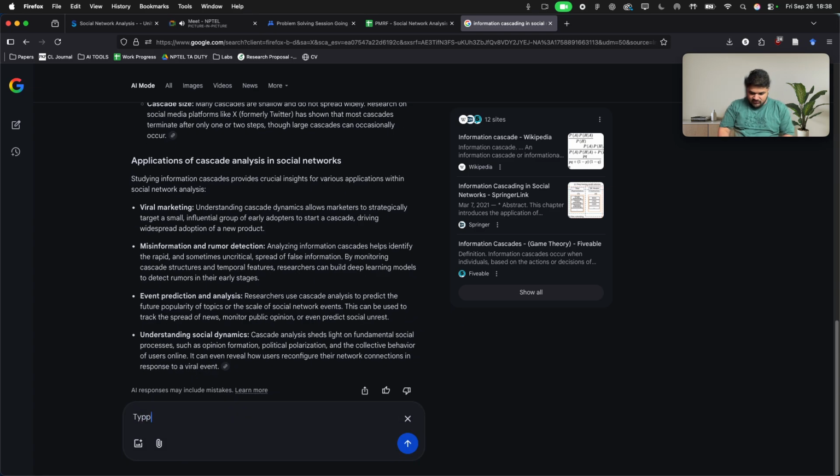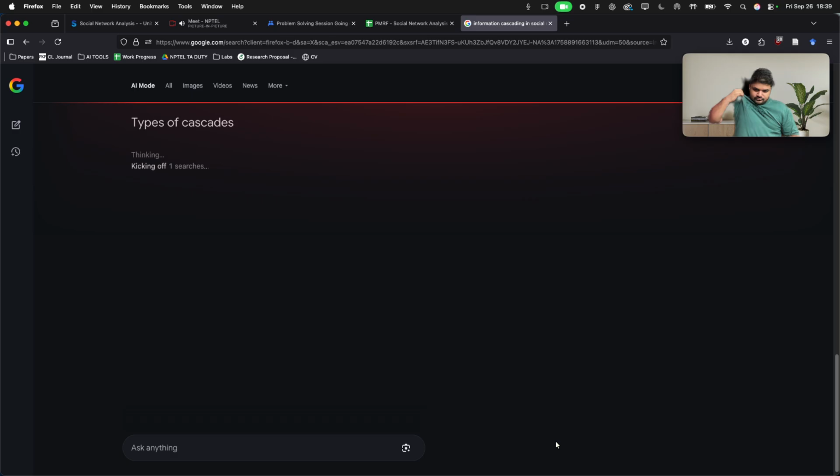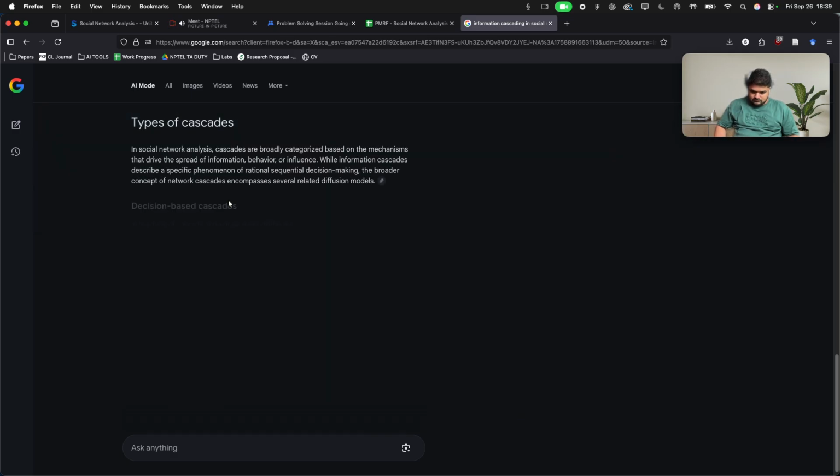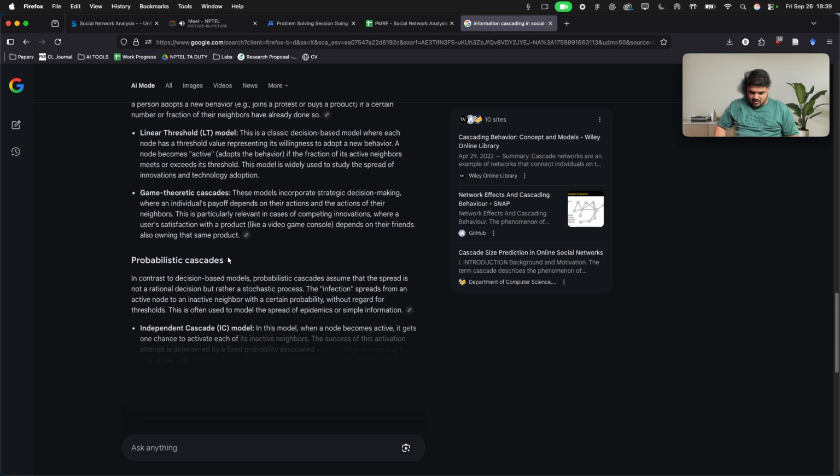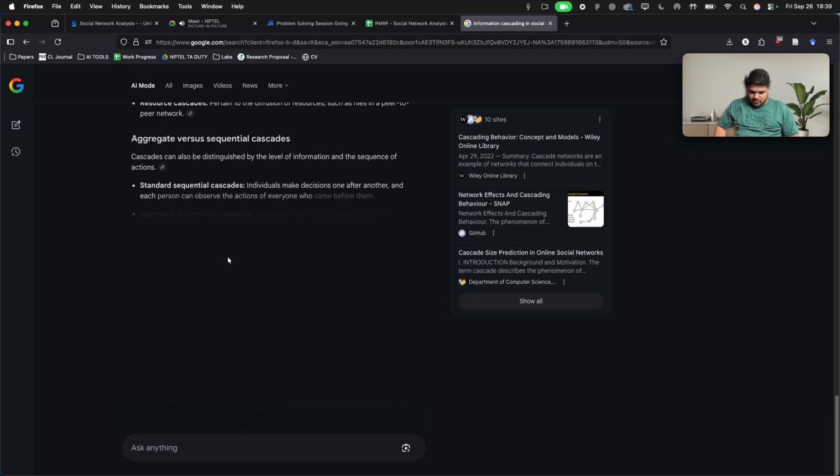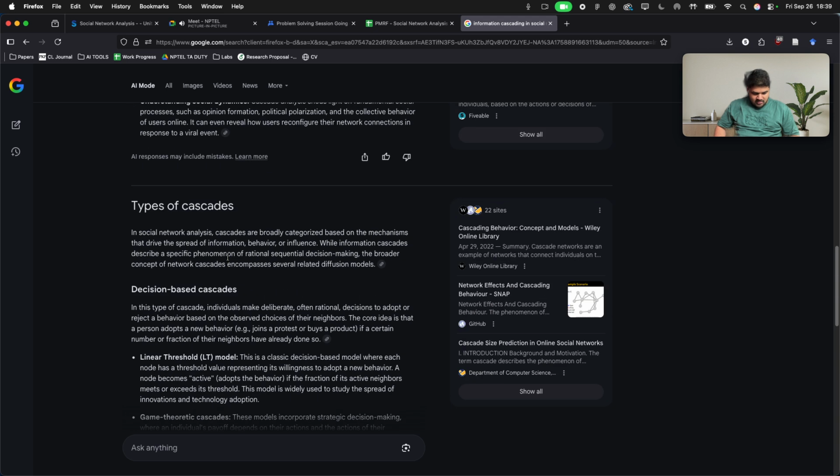Let's study types of cascades. Yeah, this is very important to study. So now we have studied this stuff. Let's study one small topic on information cascading. So information cascading is of two types. One is decision based, the other is probabilistic.